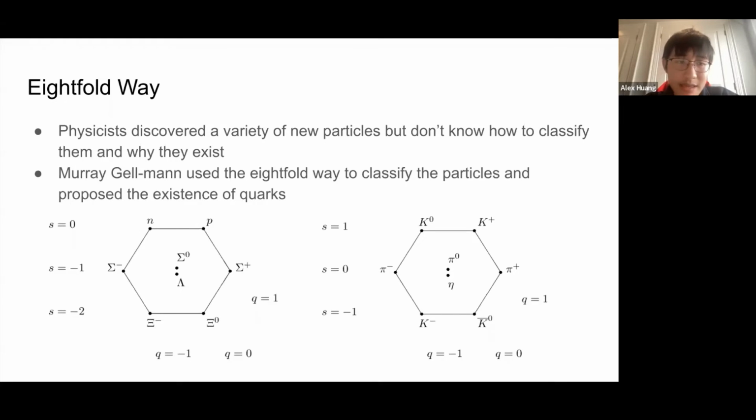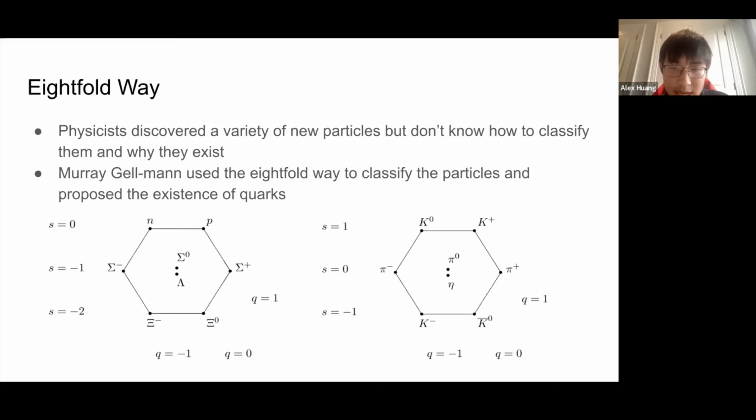And why was it created? Because physicists discovered a variety of new particles, but they had no idea why they exist and how to classify them into groups. Originally, physicists only knew that, for example, there are protons, neutrons, and electrons. But in the 1950s, they began to see a lot more particles. That's very interesting. But what Murray Gell-Mann did is he used the Eightfold Way to classify these particles.